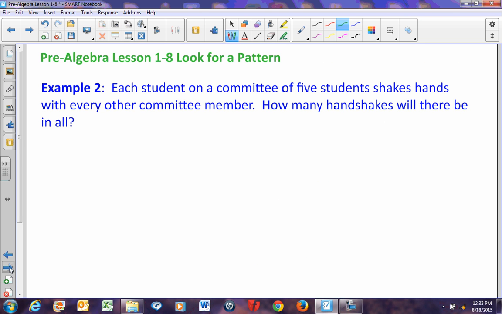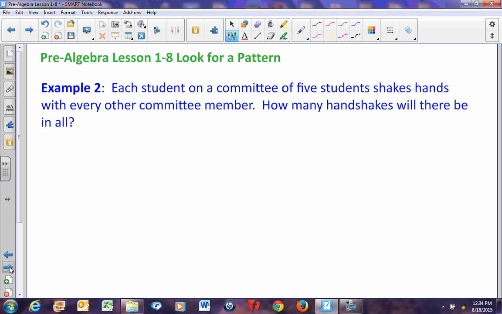Let's take a look at another problem. Each student on a committee of 5 students shakes hands with every other committee member. How many handshakes will there be? Now this one can be very, very confusing if you don't think of pictures. I'm a picture person, and I can't draw, so I'm a stick and a dot or stick figure type person.